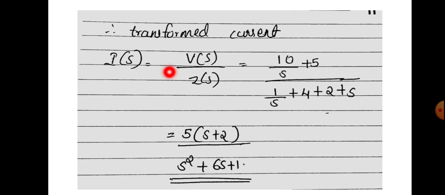So, you can write the transformed current is equal to 10 by S plus 5 divided by 1 by S plus 4 plus 2 plus S. That value will be equal to 5 into S plus 2 by S square plus 6S plus 1. That's all about this problem. Thank you.